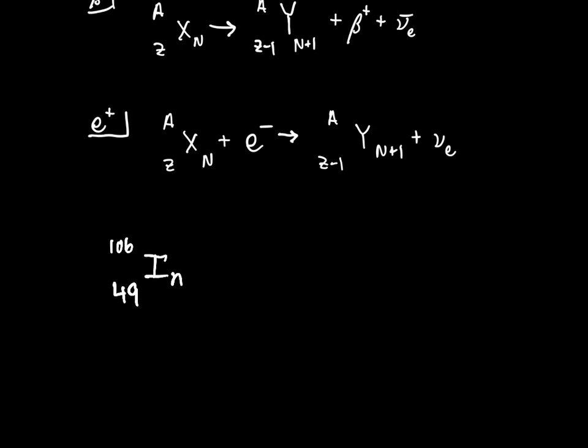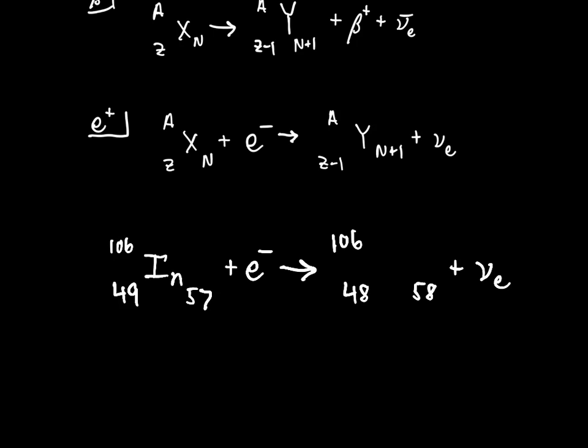So how do I get the number of neutrons? 106 minus 49, what do we get? You said 57? Yep. Okay, and what am I going to add to that if this is electron capture? Plus an electron. And then what am I going to get out? What happens to my A? A stays the same, 106. What happens to my Z? Minus 1, so I have 48 down here. What happens to my N? Plus 1, 58. Plus an electron neutrino.